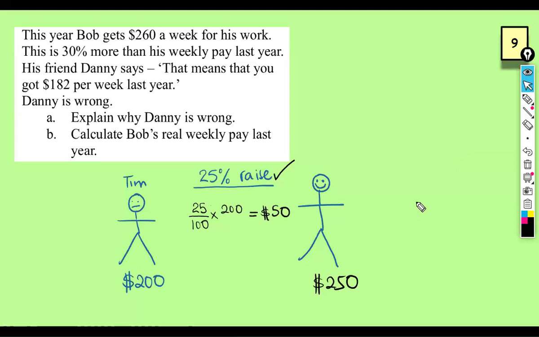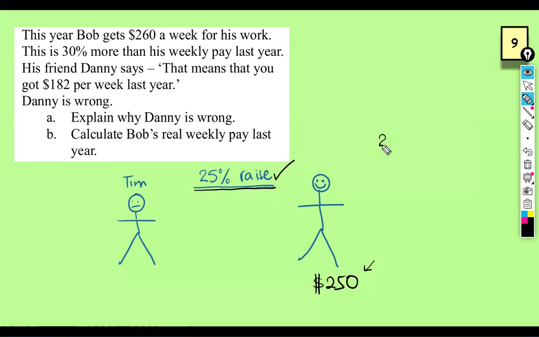Let's try this in reverse and see if it actually works in reverse. So let's say somebody now joins class, right? Somebody now joins class, and I erase all of this. And I tell them, hey, backtrack to see how much Tim got before the race. Now we know the answer is 200, right? But the new person who joined class doesn't know it's 200. All he knows is Tim is now getting $250, and that is after the 25% raise. So let's do it backwards.